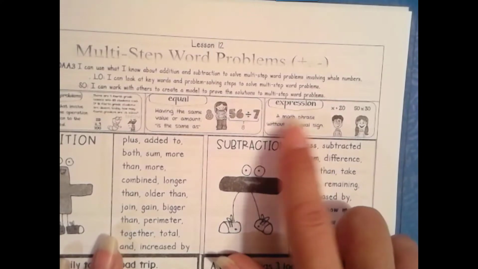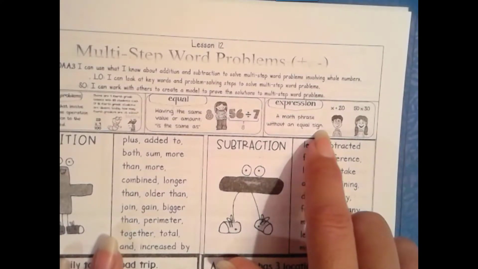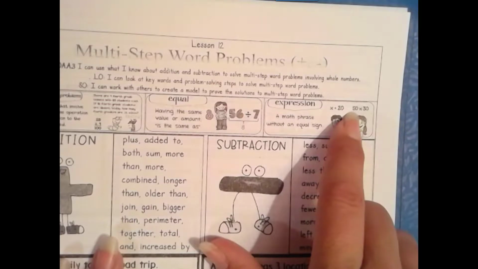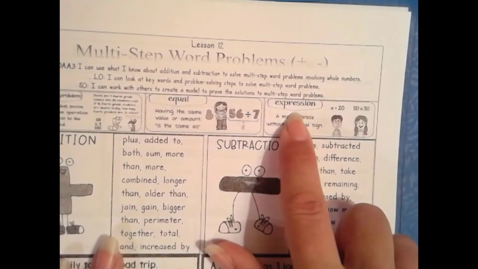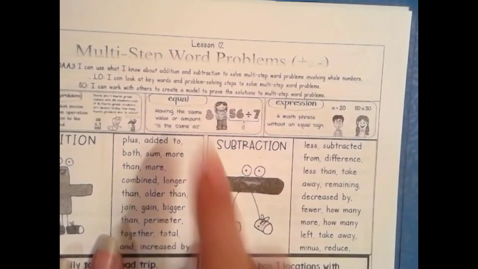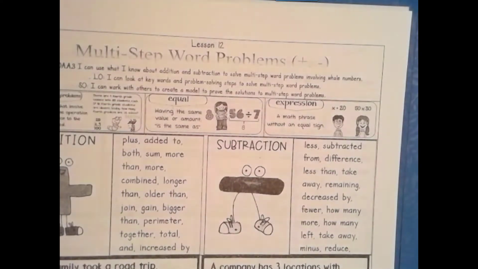Expression, a math phrase without an equal sign. X plus 20, 50 times 30. An expression has no equal sign. An equation does have an equal sign.